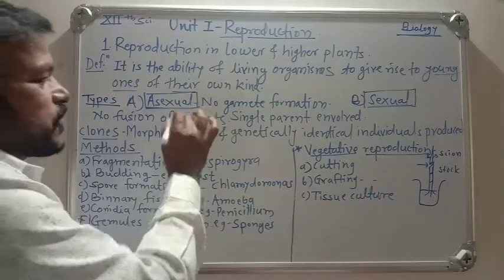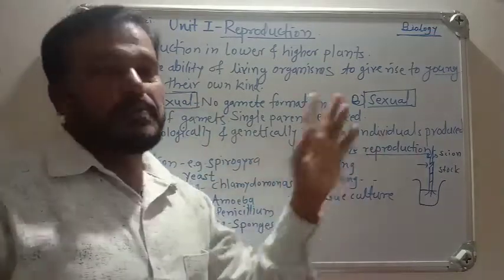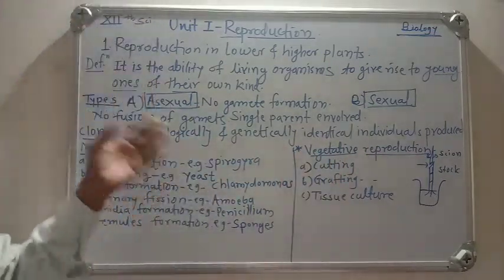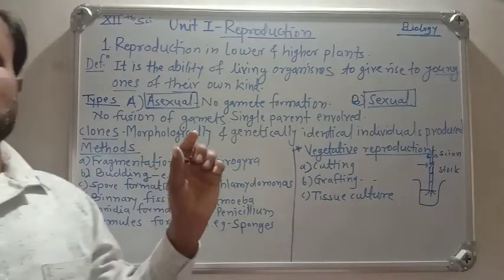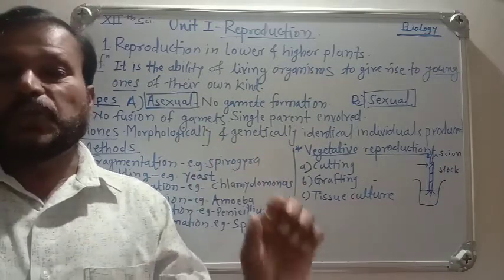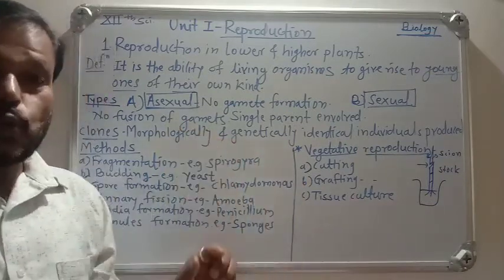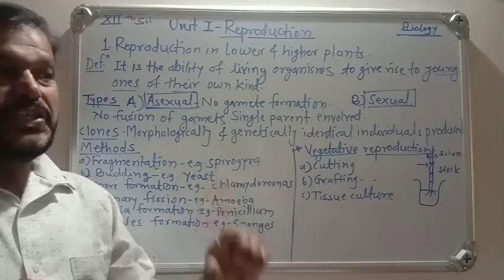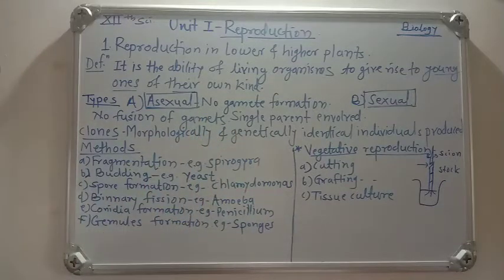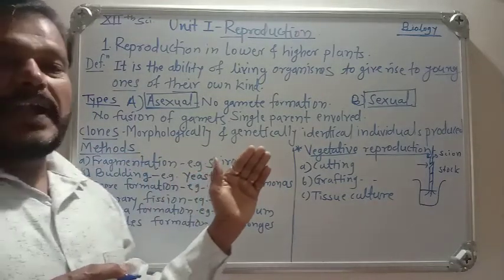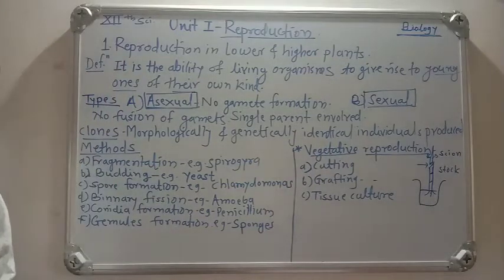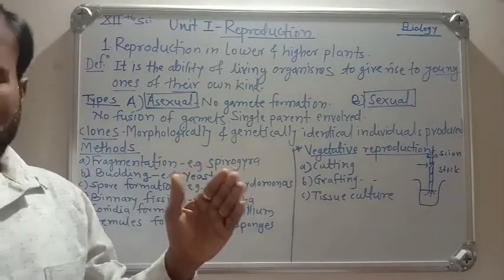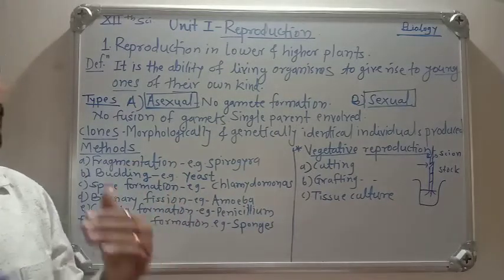Another part of asexual reproduction is vegetative reproduction. What is the definition of vegetative reproduction? The process of reproduction which takes place with any vegetative part such as root, stem, leaves is called vegetative reproduction. Generally, horticulturists and agriculturists use this method for propagation of the plant or perpetuation of the species. What is perpetuation? Vansh Vriddhi, Vansh Prasar.